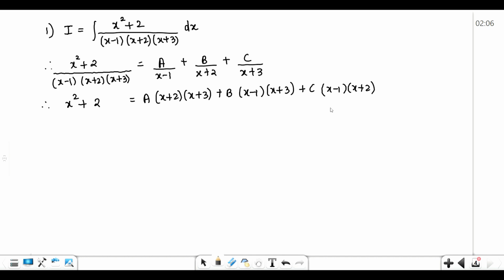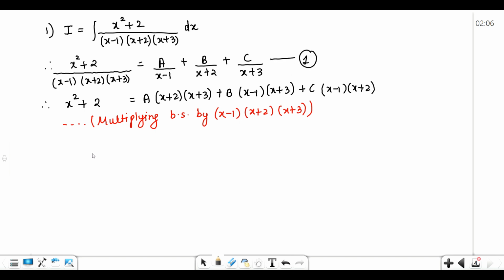I can write the reason here so that you don't forget. I'll write: multiplying both sides by x minus 1, x plus 2 and x plus 3. This is your reason. You should remember it, but you don't need to write it on your piece of paper. Now I'll take this as equation number 1. We have to use it later on.